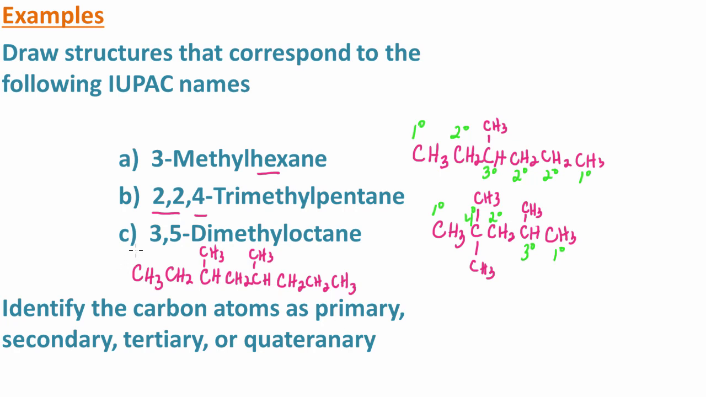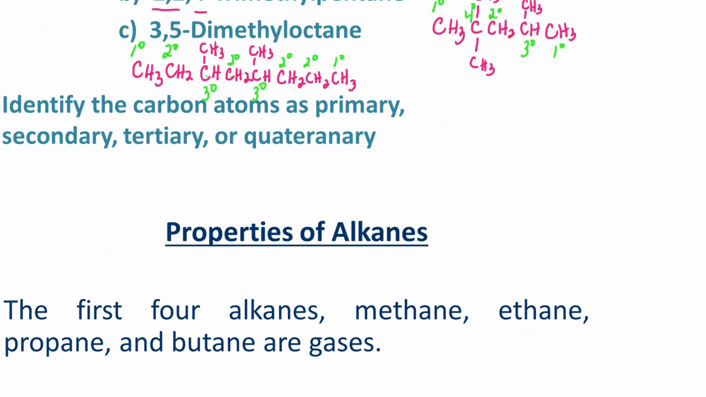And then as we go along here, we have a primary. Here we have a secondary. This carbon's bonded to two other carbons. Here, this carbon is bonded to 1, 2, 3 carbons. This is tertiary. This one here is secondary. This one here is tertiary. And then here we have secondary, secondary, and primary. So make sure you practice those.